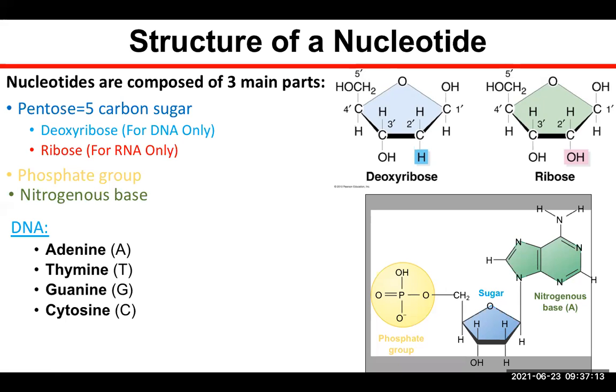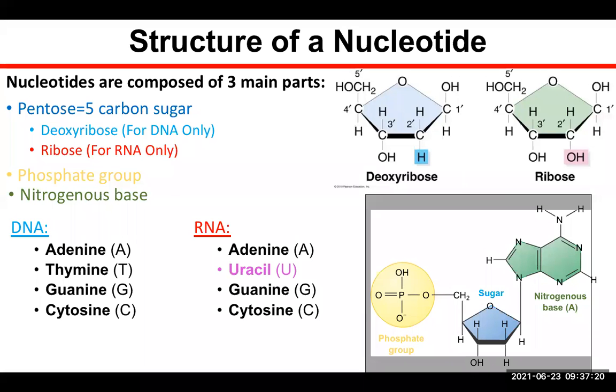And they both use nitrogenous bases. With DNA, which I went over yesterday, it uses A, T, G, and C. But RNA uses A, U, G, and C. So it switches this T out for a U. So just be aware of this.